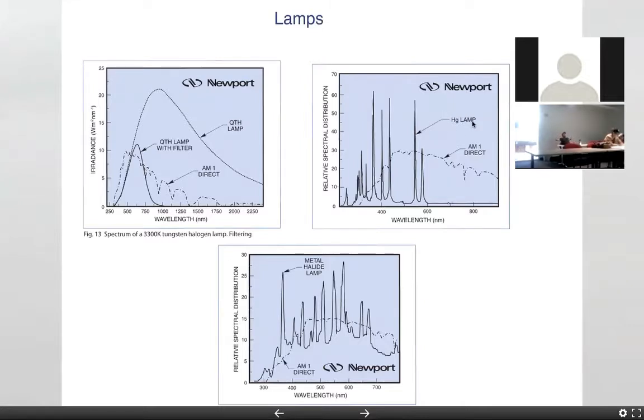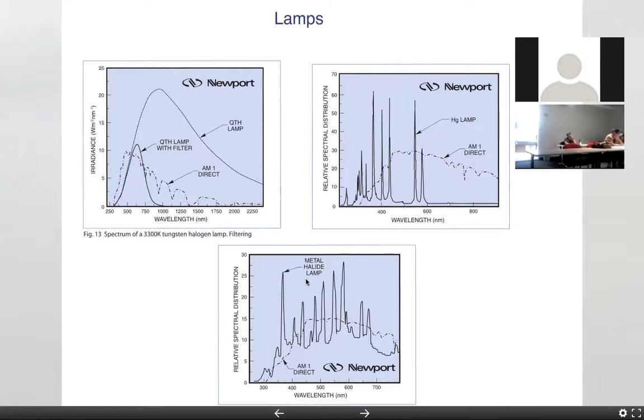You can use what's called a mercury lamp, which allows you to get even shorter wavelengths. So this is the UV. But it has all these spikes because it's mercury vapor, so we have atomic transitions which give these very, very sharp spikes, which is actually typically not very good. But sometimes people use it to look at the UV part of the spectrum for solar cells. Again, you have the AM1 for comparison here.